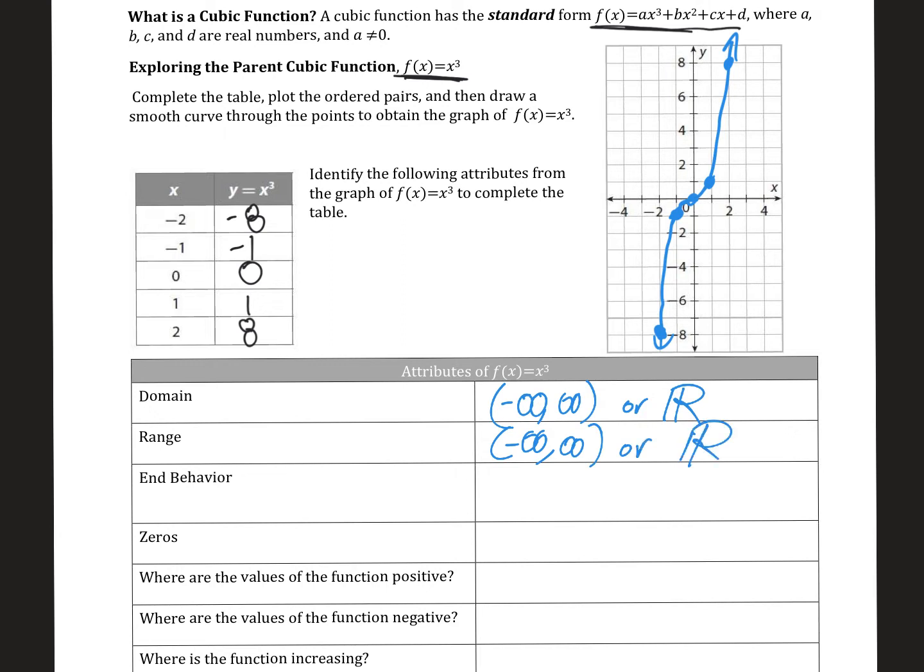The end behavior, guys, you can see that the arrow goes down on the left and up on the right. So if we were writing it out formally: as x goes to -infinity, f of x goes to -infinity, and as x goes to +infinity, remember that means going to the right, f of x also goes to +infinity, going upwards. So your left arrow is going down and your right arrow is going up.